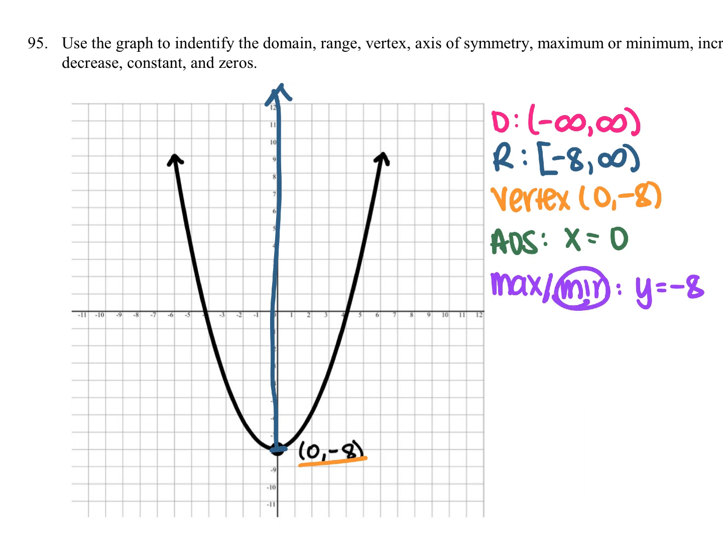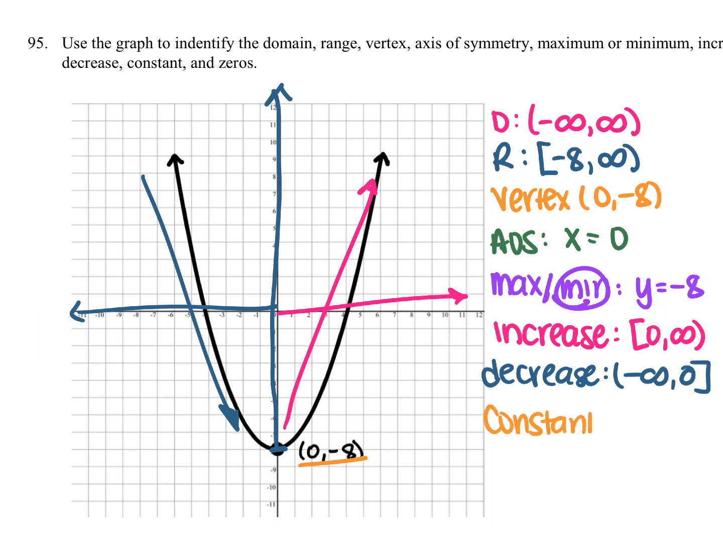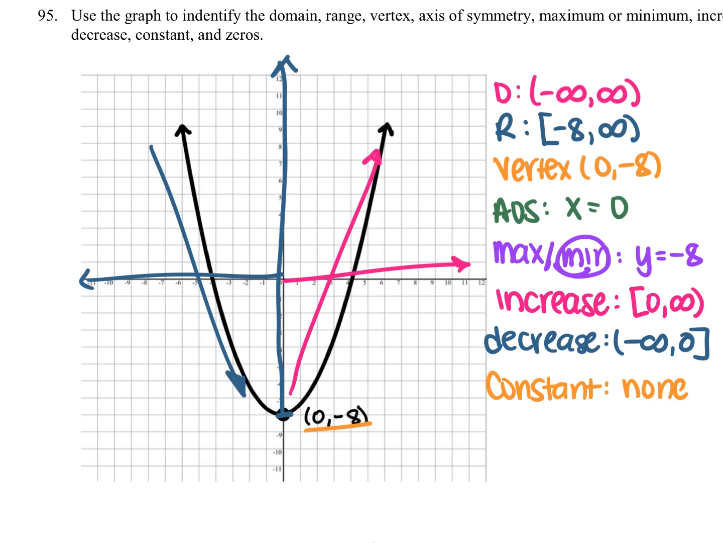Next, it tells you to state the increase, decrease, and constant. Your increase is where it goes up from left to right and the x values in which that occurs. So that's from 0 to infinity. Your decrease is where it goes down from left to right, and those are the x values in which that happens. So that's from -infinity to 0. And your constant is the part of the graph that is flat, which in this graph there is none, so it would just be none.